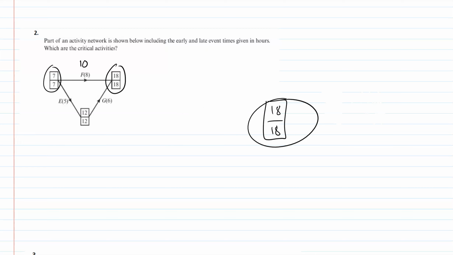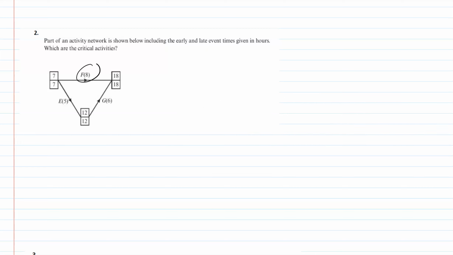But it's just occasionally we get an activity which looks like it might be critical, but isn't actually critical. So our critical activities here, not F, but we have got E, because again we've got the whole numbers match up, and that difference between 7 and 12 is the duration of the activity.